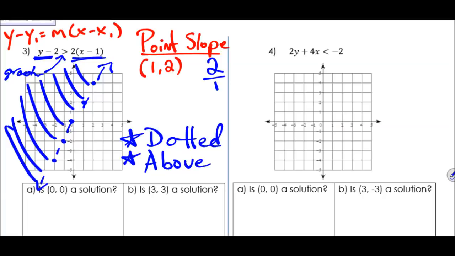So you graph it just like an equation, and then you decide on those 2 things. Is it dotted or solid? And then are we shading above or below?